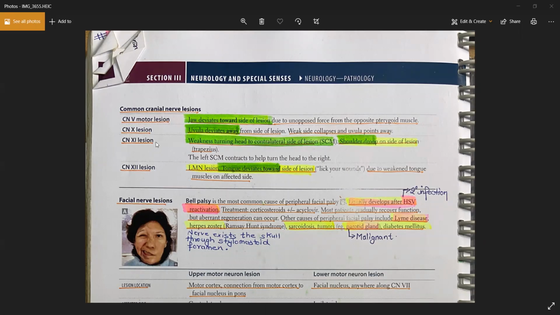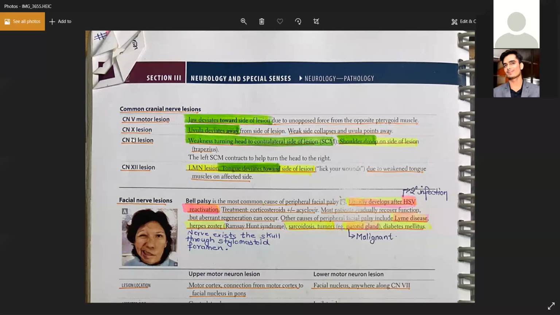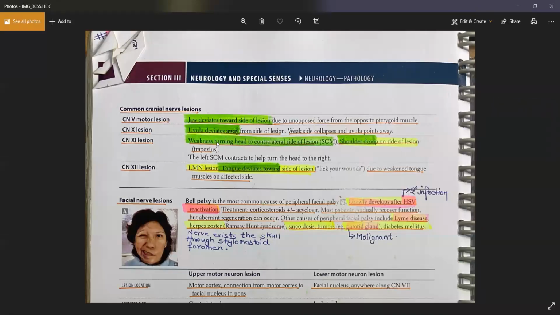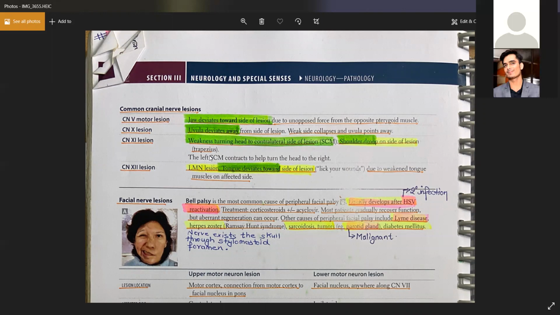Okay. For the 11th nerve damage, which is your accessory spinal nerve, it supplies the trapezius, and that causes a shoulder drop on the side of the lesion because of the loss of the trapezius, right?